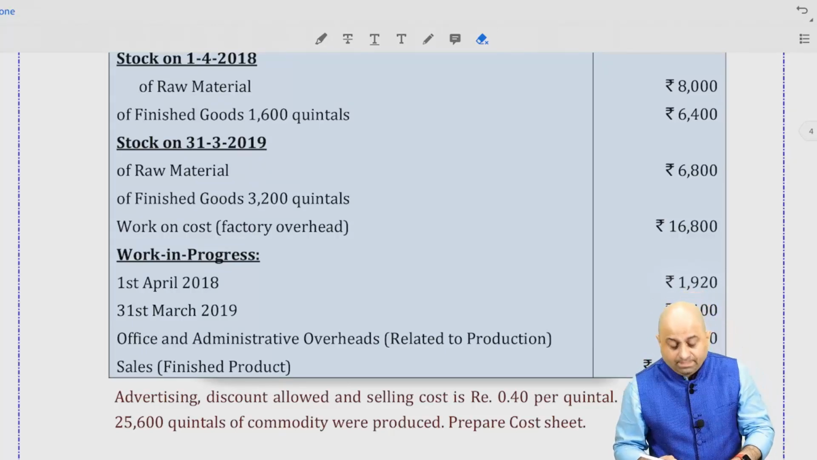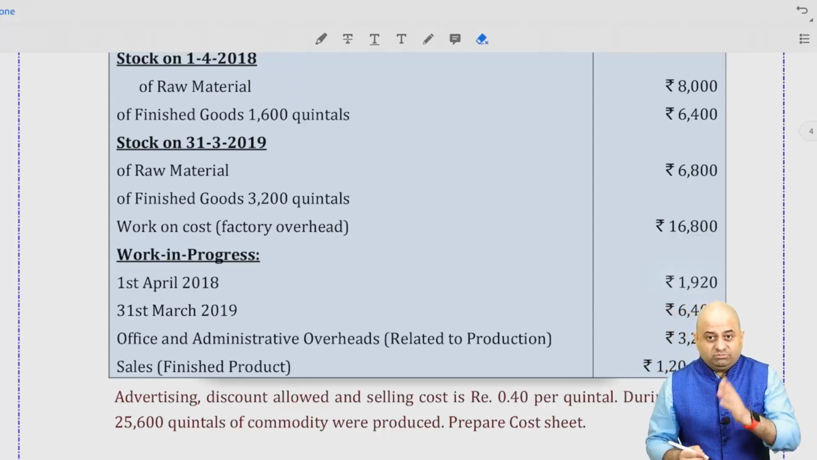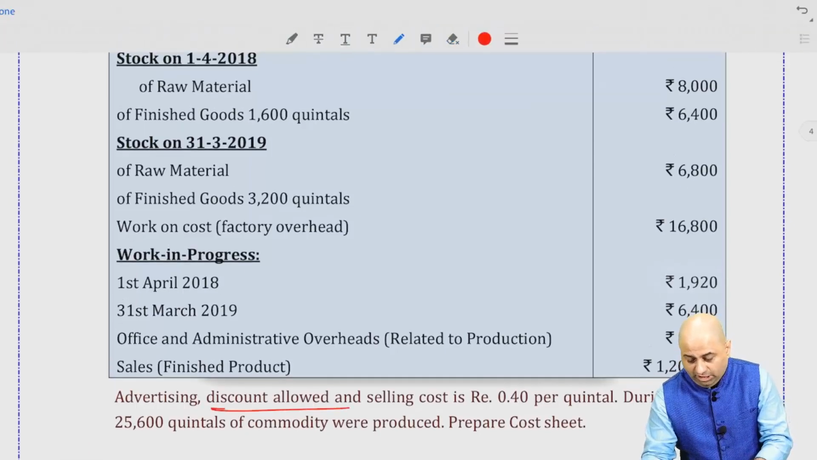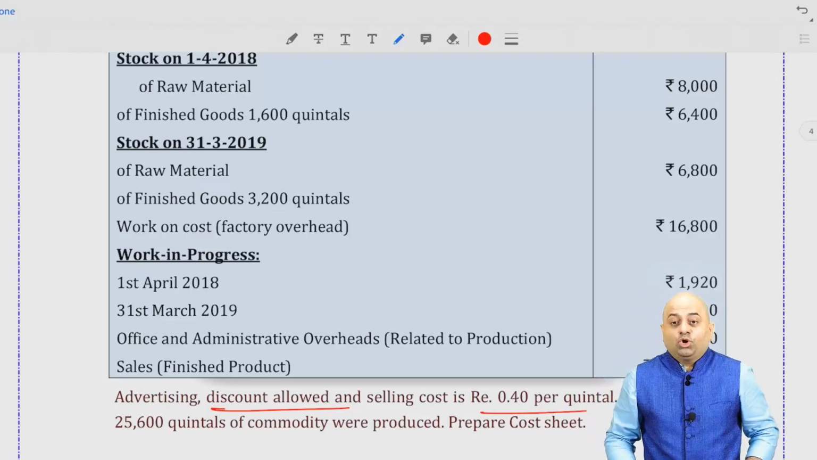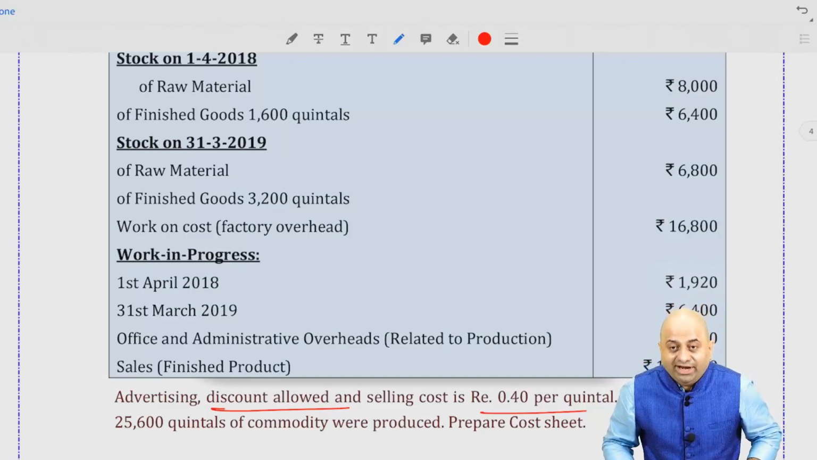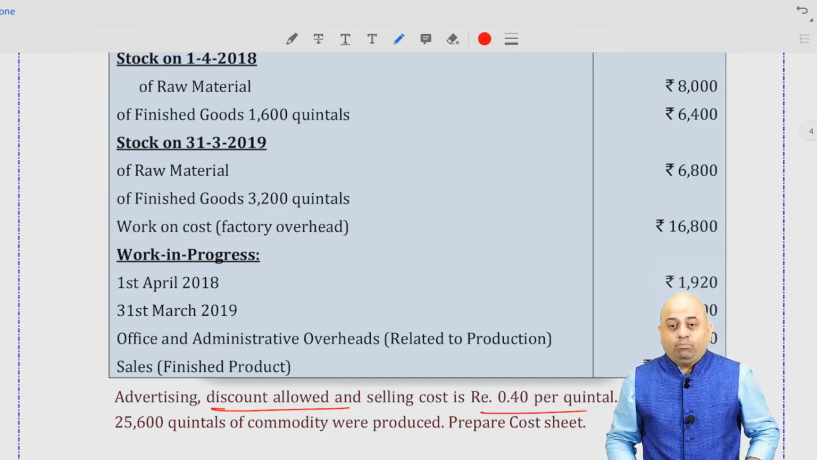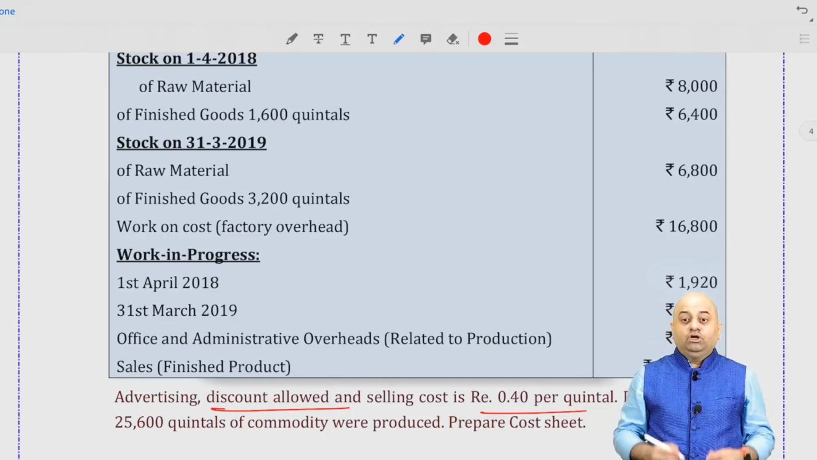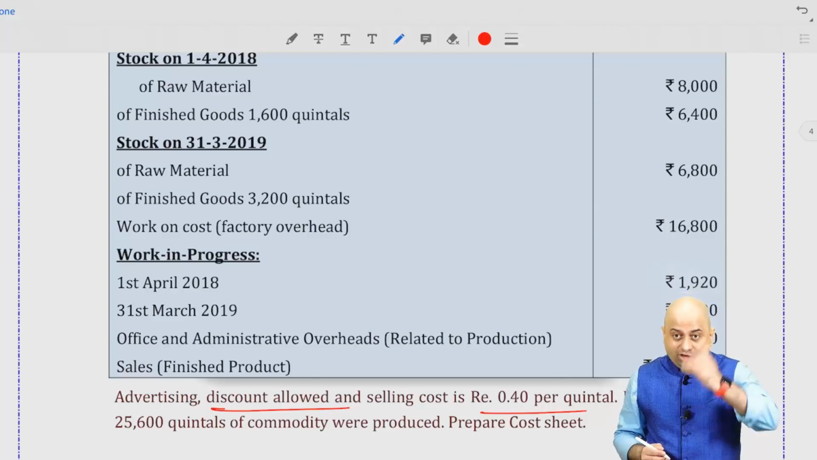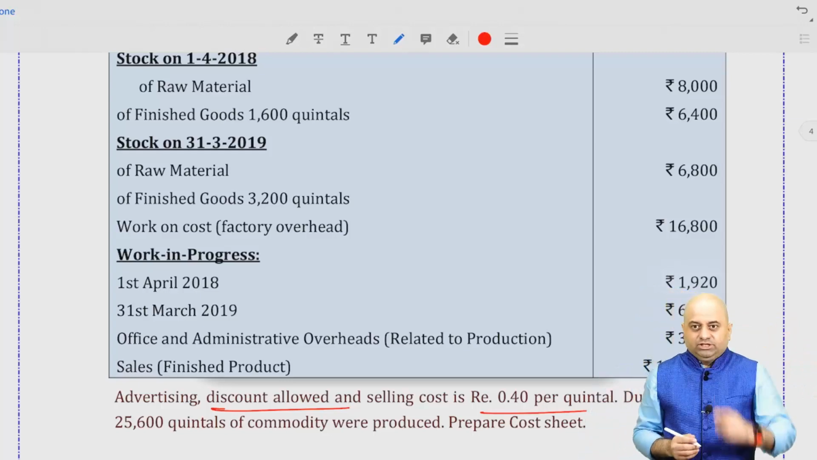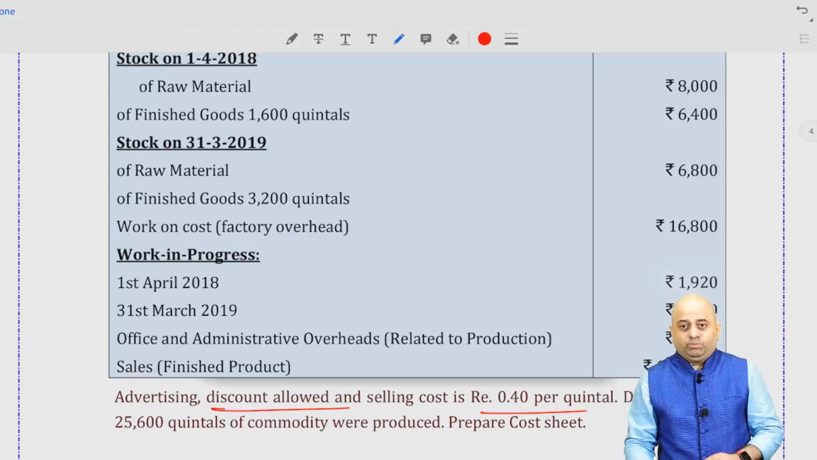And secondly, we just discussed that certain items will not be part of the cost sheet, but in this question we included discount allowed in the cost sheet. That is simply because we do not have a breakup of 0.40 per quintal. If we had been given a breakup of 0.40 per quintal, then we would not have allowed discount allowed to be part of the cost sheet, but we don't have a breakup. So despite knowing that we do not include it, we had no choice but to allow discount allowed to be part of the cost sheet. So that was the first problem. With that, I finished my discussion of the first problem.